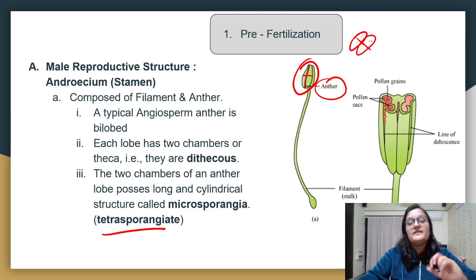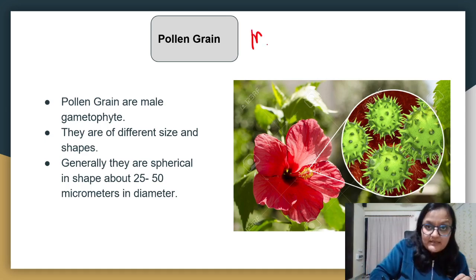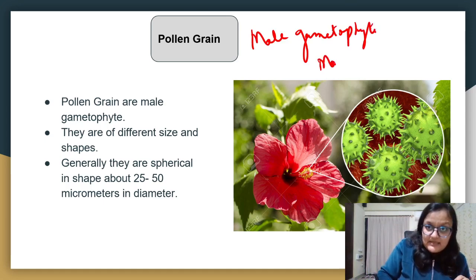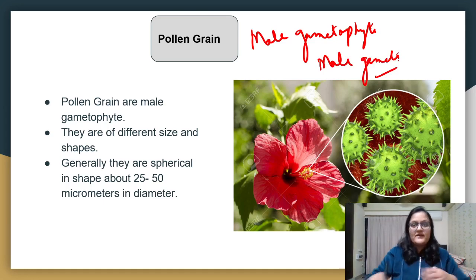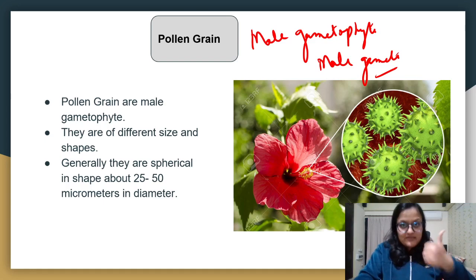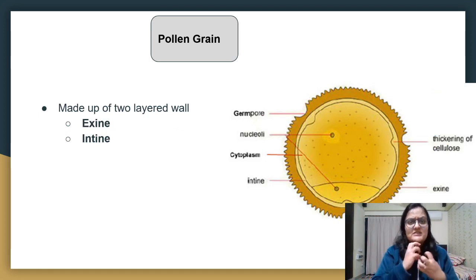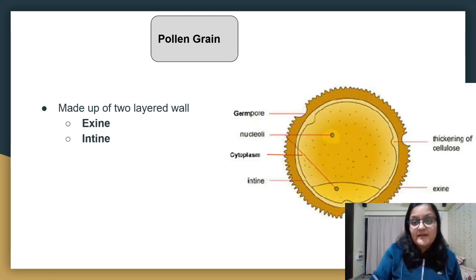Pollen grain is the male gametophyte, which is going to form the male gametes. That is going to give rise to the male gametes. One pollen grain is going to give rise to two male gametes. The structure of the pollen grain is very unique.